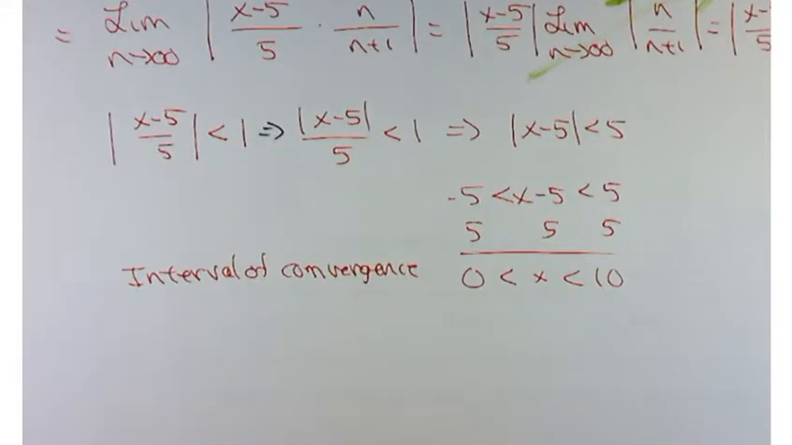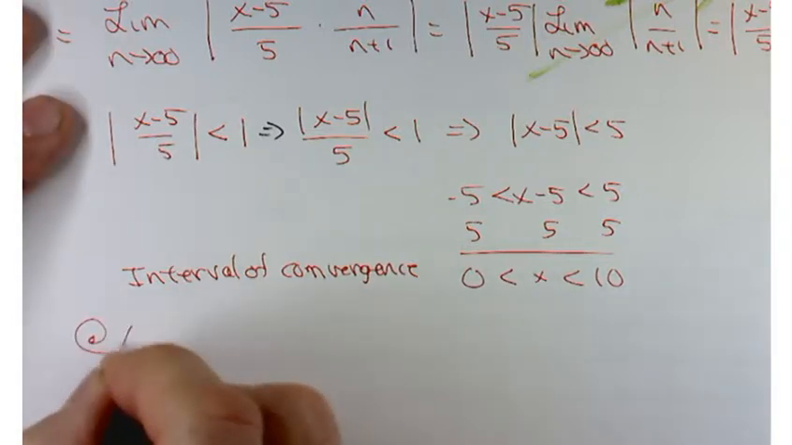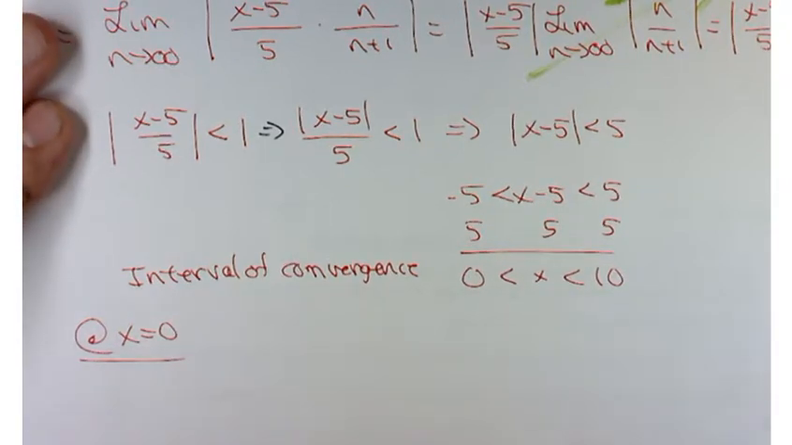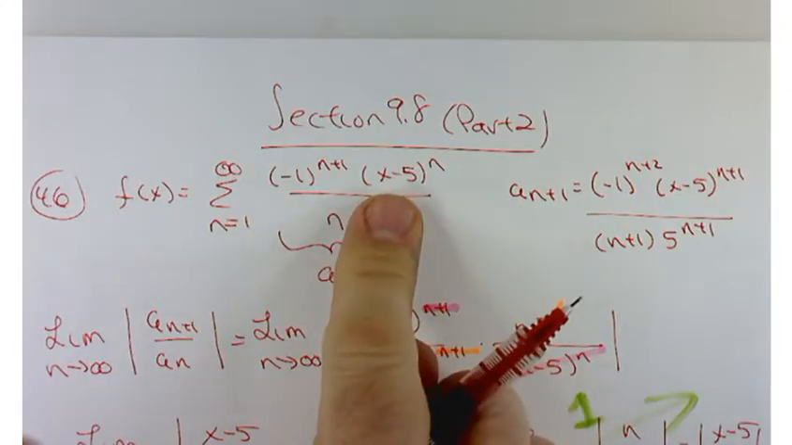Now we're not quite done here. What else do we have to do with respect to 46 here? Yeah, you got to test the endpoints. So at x equals 0, got to go all the way back to the original series.